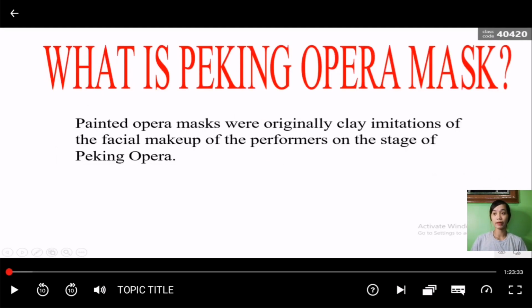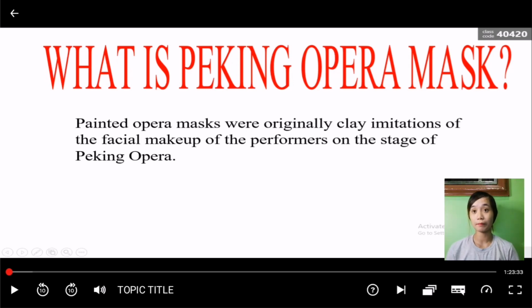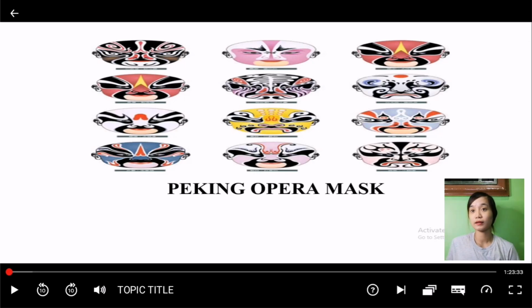What is Peking opera mask? Painted opera masks were originally clay imitations of the facial makeup of the performers on the stage of Peking opera. Before the appearance of three-dimensional opera masks, drawings of the facial makeup had been commonly seen. This is an example of Peking opera mask.